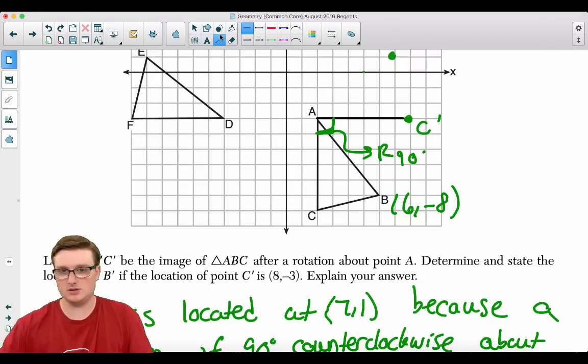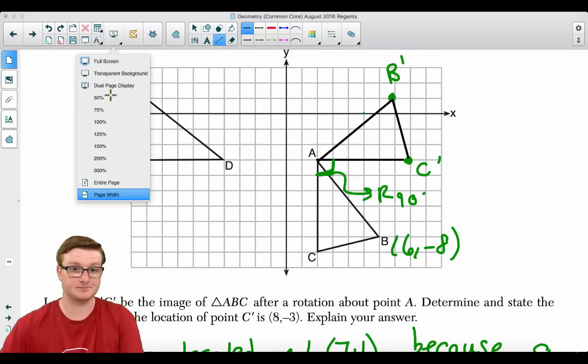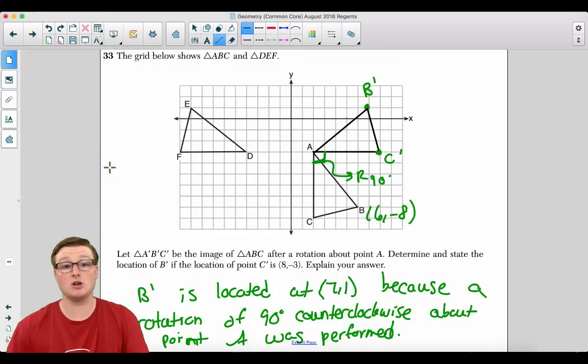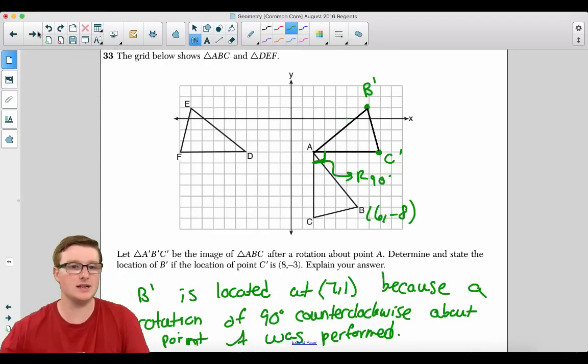And let me just sketch this triangle just to make it look a little bit neater. All right, and that is B prime. Awesome. And that's how you do that part of the question. All right, moving on to the next part.